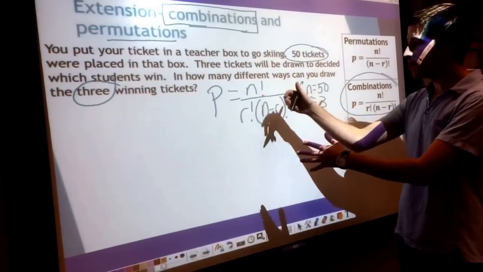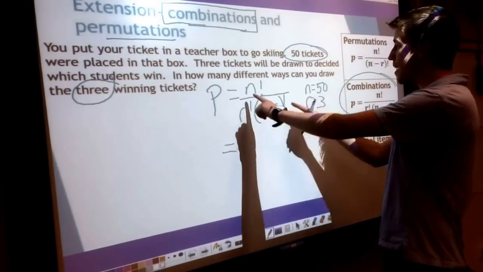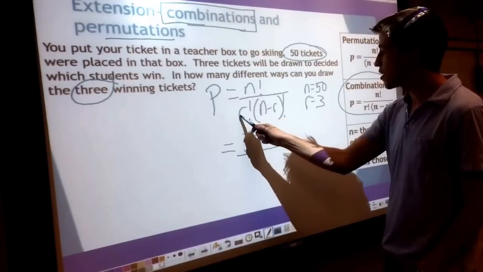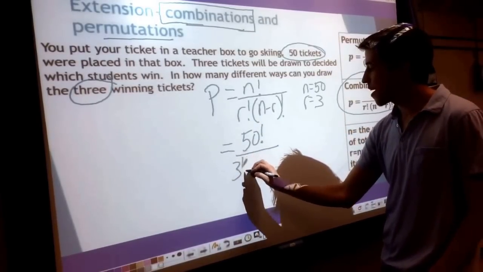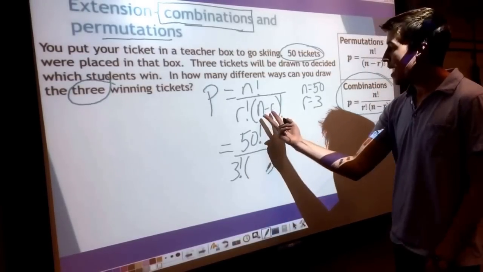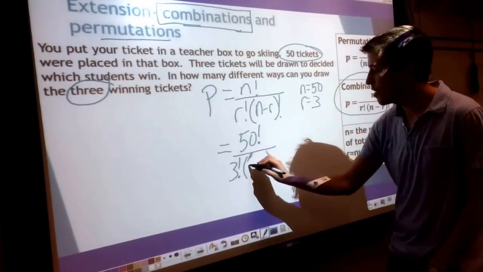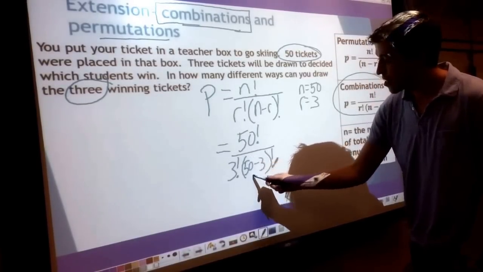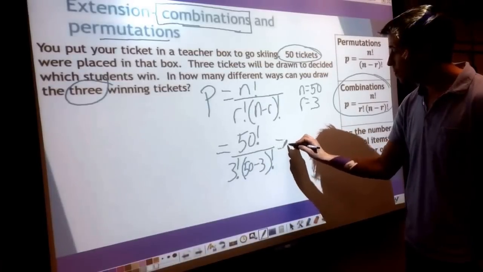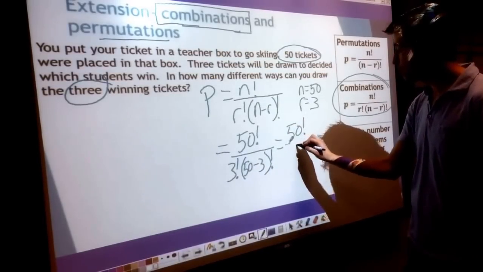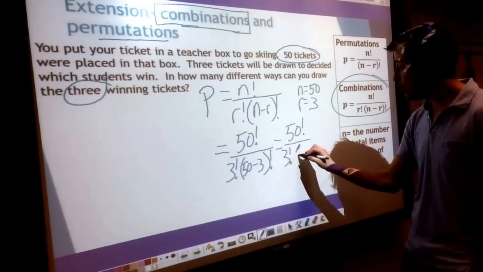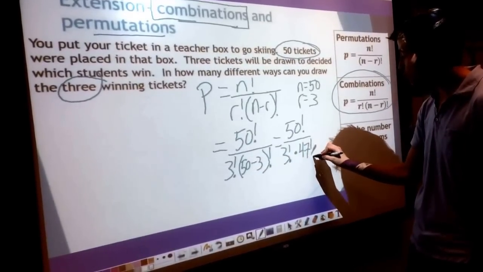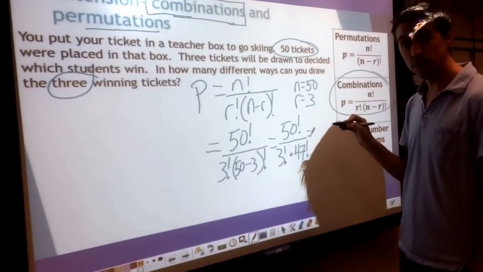Now we'll just plug it in. Everywhere my n is, we'll get a 50. So 50 factorial divided by, that's my r, 3 factorial, parentheses, n minus r, so 50 minus 3, and the factorial goes on the outside. And now we're going to simplify that down before we head to the calculator. So this will still be 50 factorial divided by 3 factorial times 50 minus 3, which is 47 factorial. Now we're ready to go to the calculator.